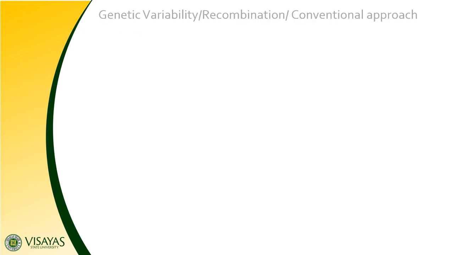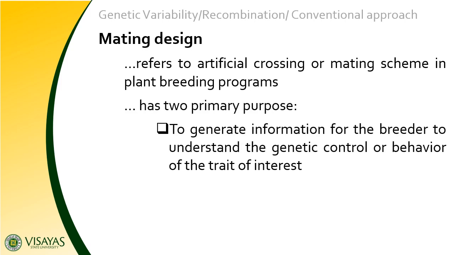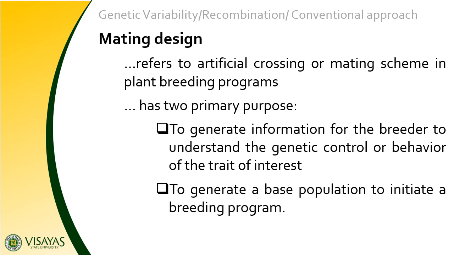Under the conventional approach, you have here mating designs. This refers to the artificial crossing or mating scheme in plant breeding programs. And it has two primary purposes. Number one is to generate information for the breeder to understand the genetic control or behavior of the trait of interest. And second, to generate a base population to initiate a breeding program.